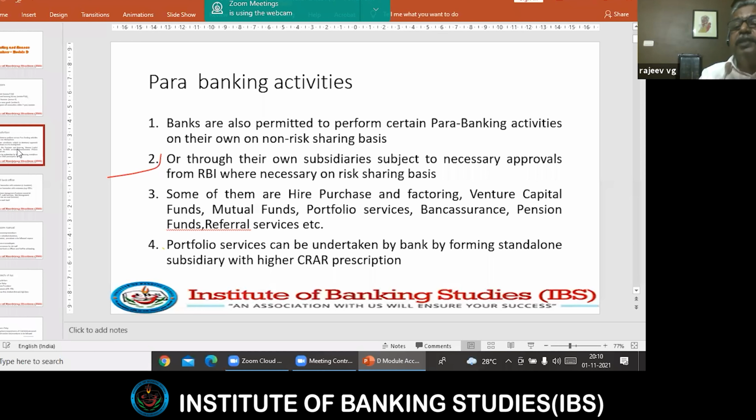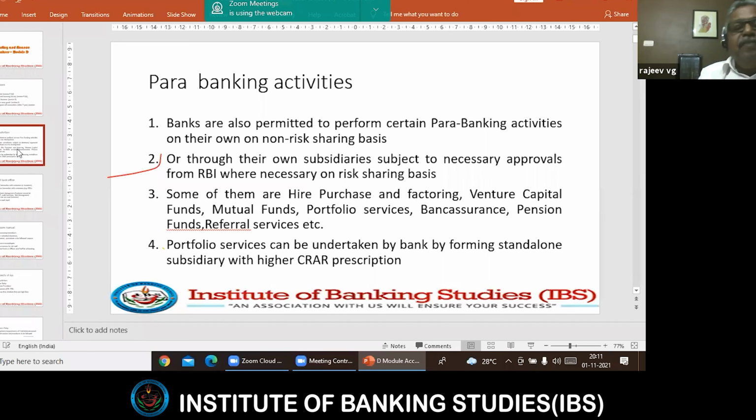Actually, the portfolio services, banks are not directly doing. For portfolio services, the bank compulsorily should have a standalone subsidiary. They cannot do it directly. Even for portfolio services, RBI has prohibited that banks cannot do it directly. They have to do it through a standalone subsidiary, and that standalone subsidiary should have a higher capital adequacy ratio. The capital should be more because the risk is more in managing investments, which is why there should be higher capital compared to other activities. A higher CRAR or capital adequacy ratio prescription is required for the subsidiary that is doing portfolio services.